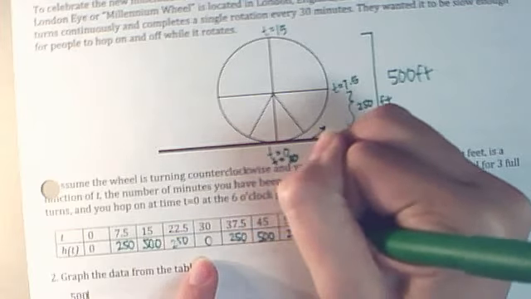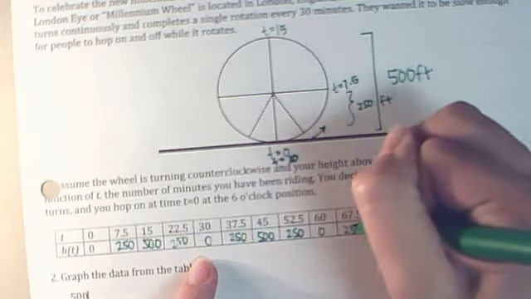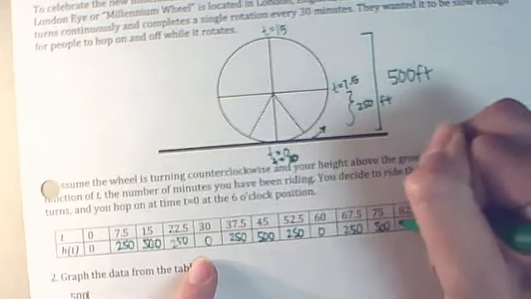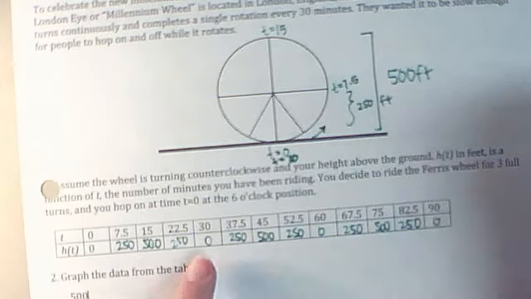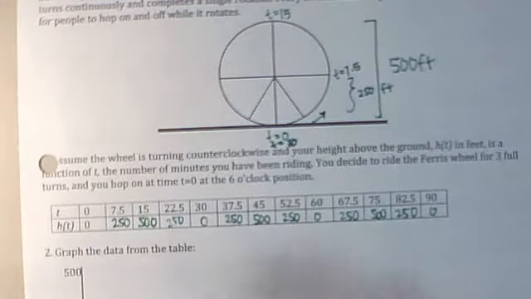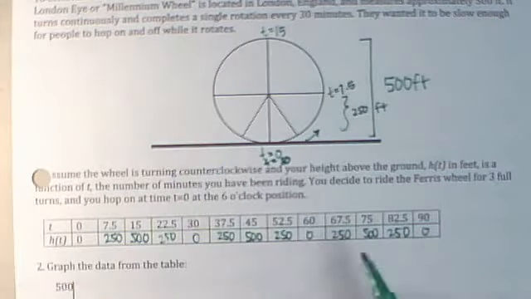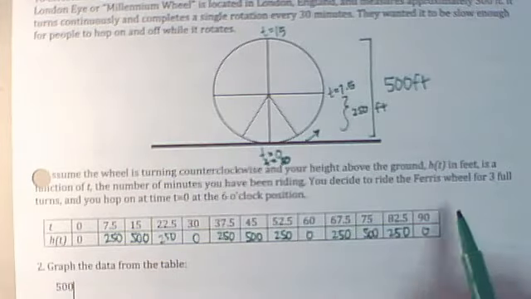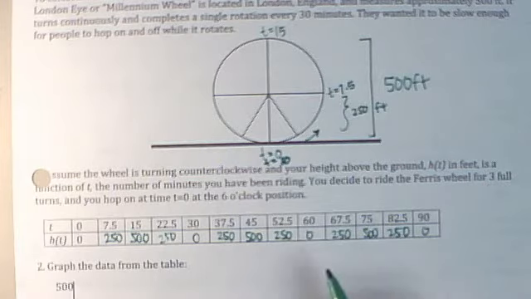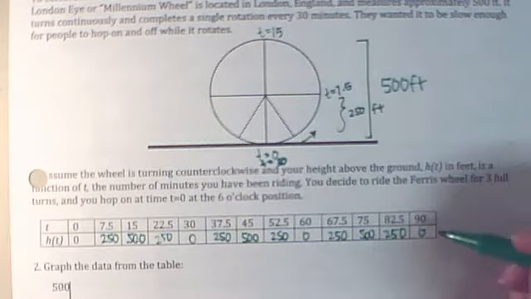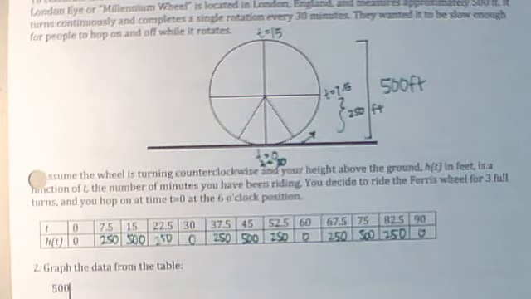Now, class, I gave you a little bit of time to think about this. Hopefully that's soaking in for you if you're at home. But it's going up by 250 every quarter turn around the circle. And the reason that it follows the pattern 3 times is because I chose to ride for 3 full turns. 3 times 30 is 90, so I ride the ride for 90 minutes.